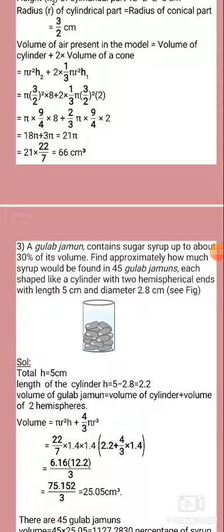Now volume of the gulab jamun is equal to volume of the cylinder plus volume of two hemispheres. That is pi r square h plus 4 by 3 pi r cube. Now substitute 22 by 7 into radius, what? 1.4 into 1.4.